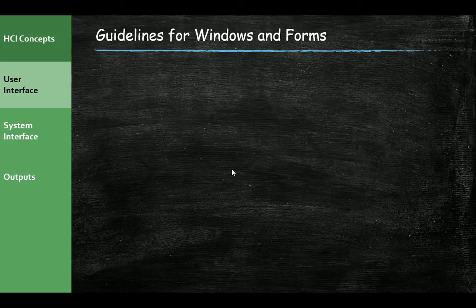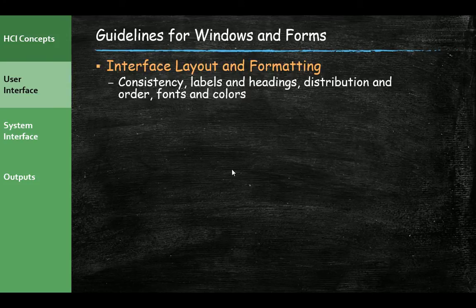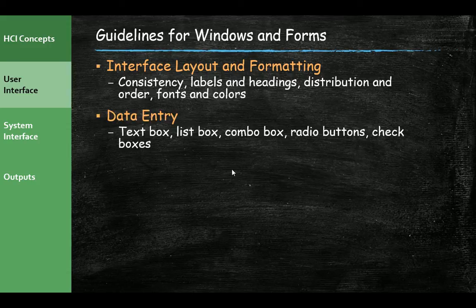So some guidelines for windows and forms. First, interface layout and formatting. We want to have consistency. We need labels and headings so people know what everything is. Distribution and order, fonts and colors. For data entry, you want text boxes, list boxes, combo boxes, radio buttons, check boxes. These are all standard controls in most user interfaces. So when you're designing the windows and the forms, these are generally the types of controls that you have access to that developers can easily implement.